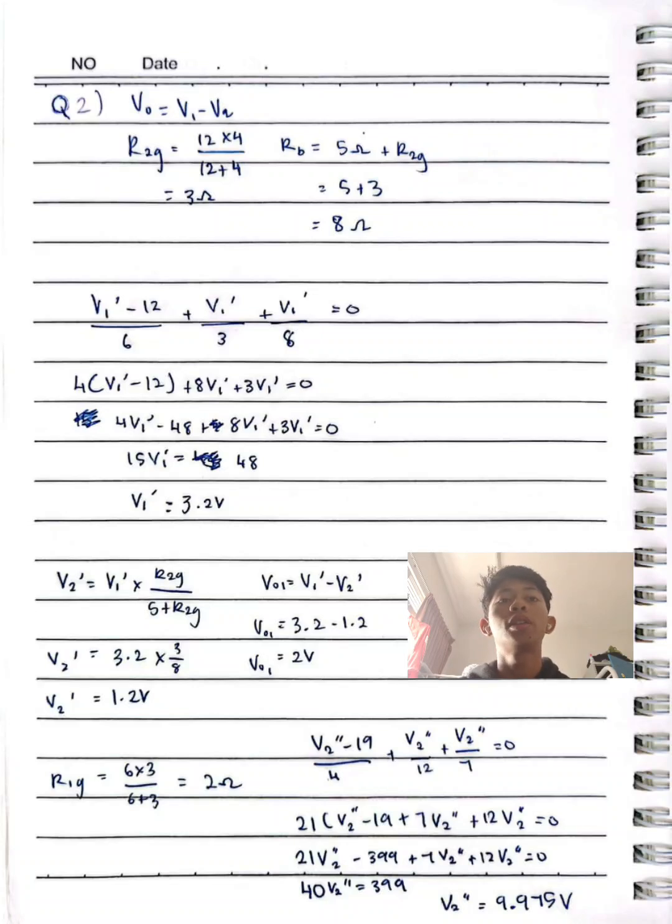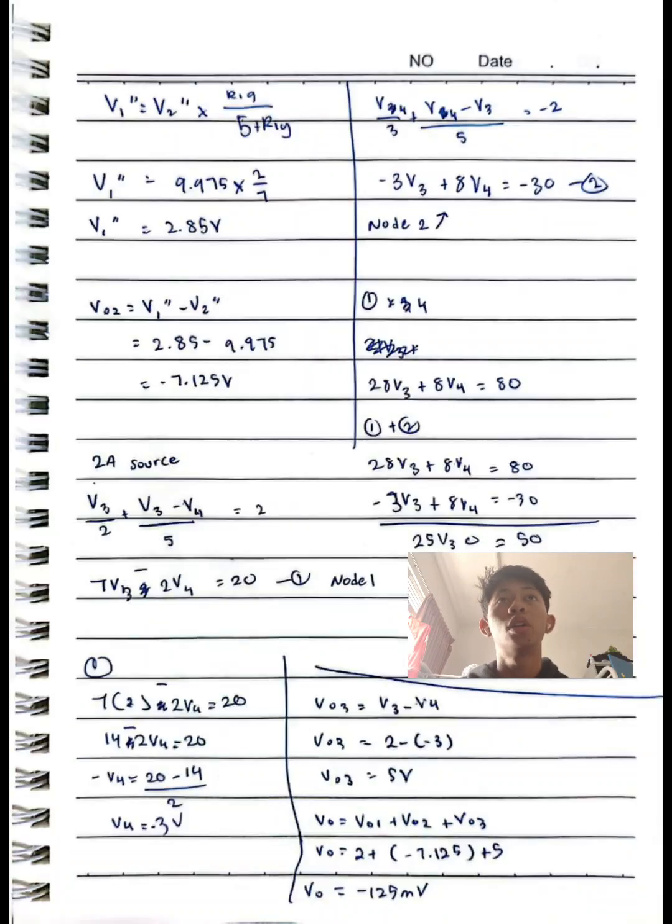Next, with only the second independent source active, we perform a similar nodal analysis. We found V2 double prime to be 9.975 volt, which leads to a V1 double prime of 2.85 volt, and this results in a negative second component VO2, which is negative 7.125 volt.